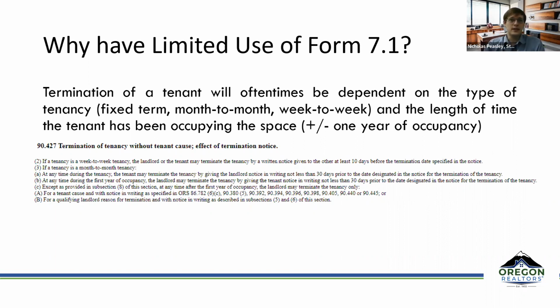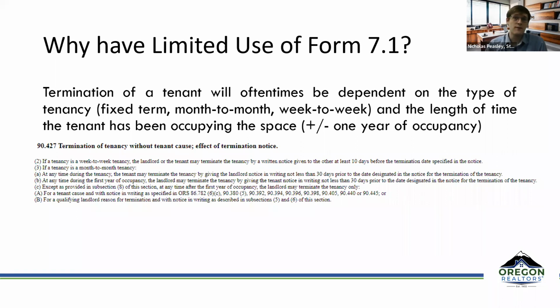ORS 90.427 is the way that you terminate a tenancy without tenant cause. Tenant cause is usually something along the lines of the tenant violated the lease, or the tenant failed to pay rent, or, for example, one of your tenants is sexually assaulting another member of that same household; there are ways to evict one tenant and not the other. 90.427 is the ways to evict a tenant without any of those other named causes under Oregon law, and they're very distinct sets.